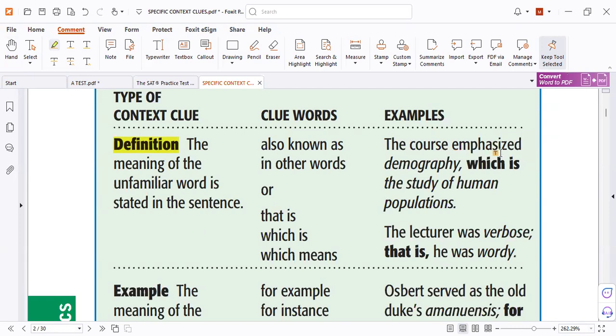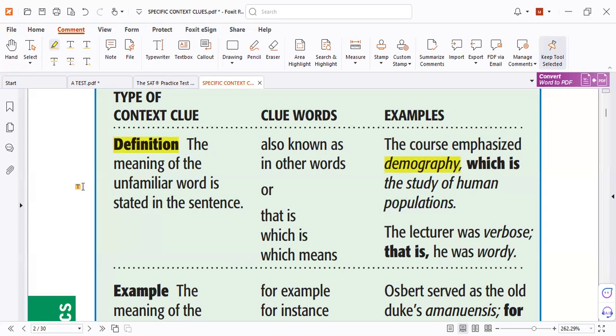So, the course emphasized demography, which is... so that is a definition of what demography means. So I don't need to know what demography means, because the writer already said. This is called techniques of definition in writing. So remember, we depend on the style of writing of the author to master vocab. But how about the vocab in the answers? This is called the techniques of the test maker. But we need to escape from the author first.